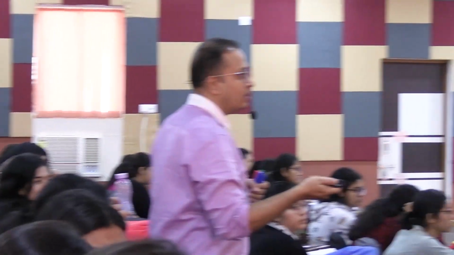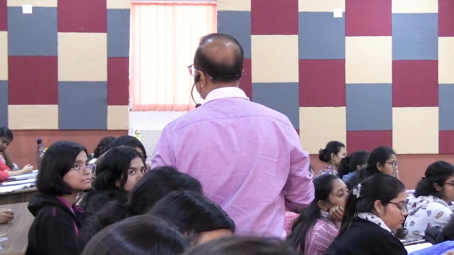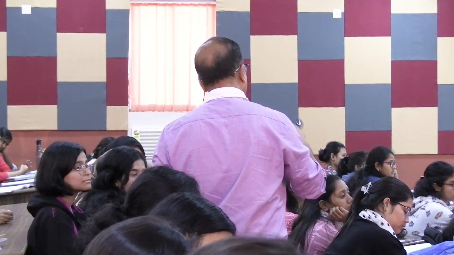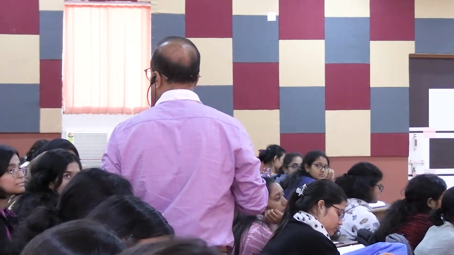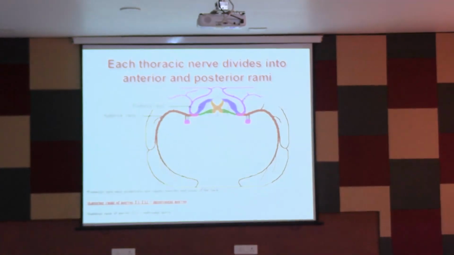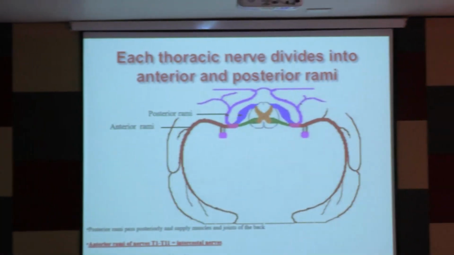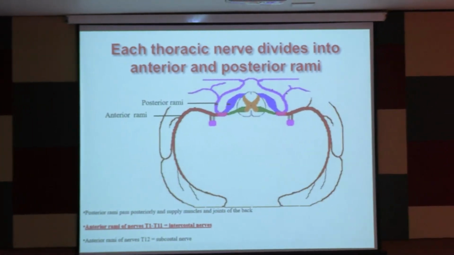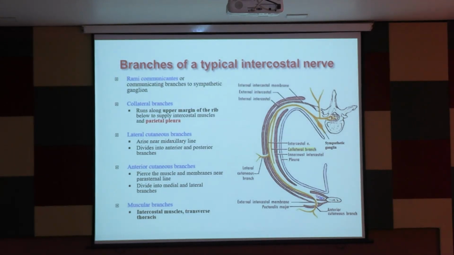This anterior rami is a mixed nerve, that means sensory and motor. It supplies the skin, the dermatomes, and the pleura if it is supplying that part. As well, it has a motor action: it supplies the muscles present in the thorax, which we call intercostal muscles. So, these are the divisions and branches of typical intercostal nerves.